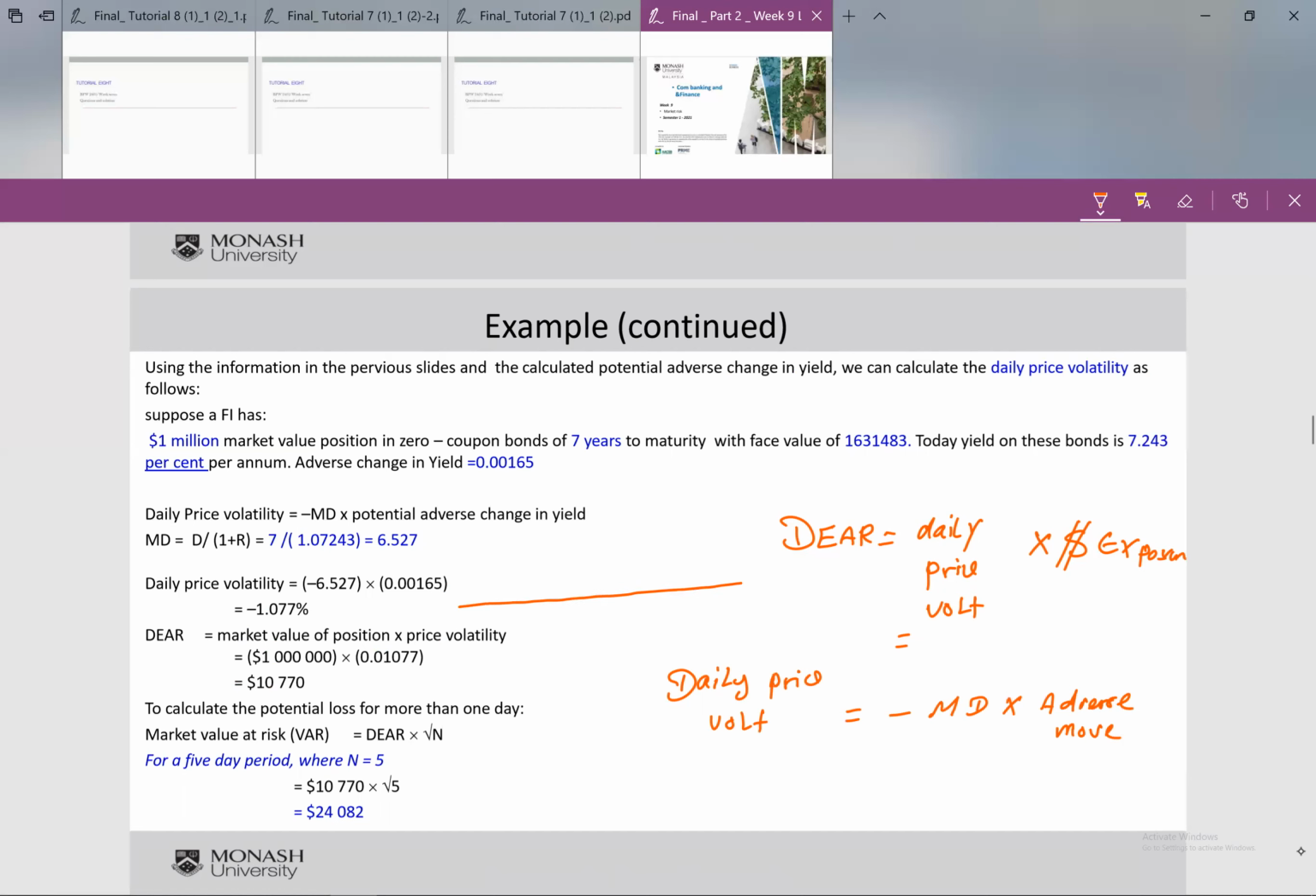I could take you back to the distribution. If this is 5%, the adverse move is from here to here, which is, as I told you, the Z value, this is 90%. The adverse move means we are worried the yield will increase, so the price will go down. This is zero, this is 1.65, the Z value, and the mean plus the Z value times the standard deviation. So this is the price volatility.